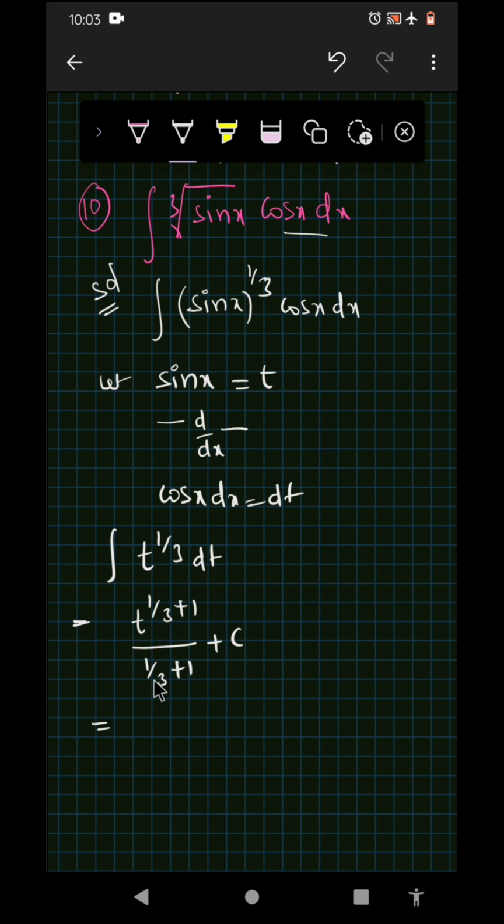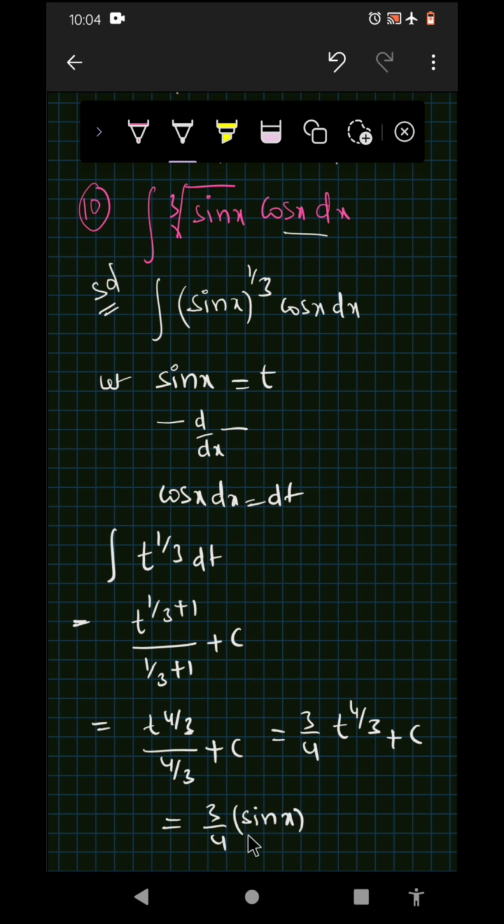So now t power 1 by 3 plus 1. So 1 by 3 plus 1 is equal to 4 by 3. Here t power 4 by 3 by 4 by 3 plus c. So now take the 3 upwards, it becomes 3 by 4 t power 4 by 3 plus c. So now substitute the value of t in the answer. You get 3 by 4 t, that is sin x, power 4 by 3 plus c. So this is the answer for the given problem.